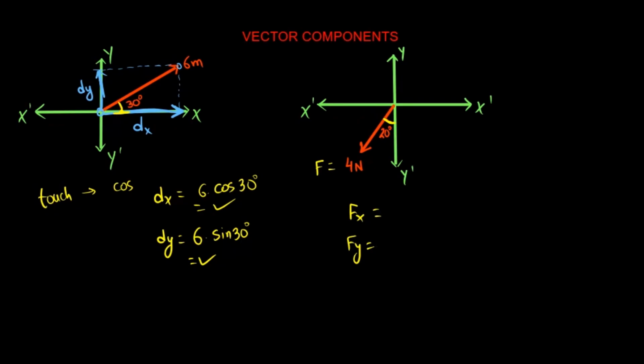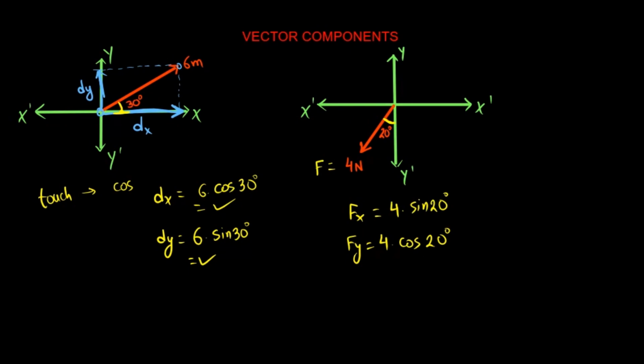It's touching y, so y has to be cos. You take this number 4, multiply it by cos of whatever angle we have, 20 degrees. You take the same number 4 for x component, multiply it by sine of 20 degrees.